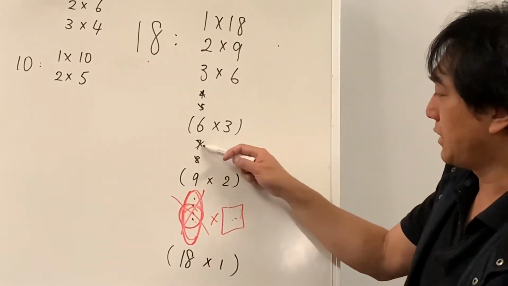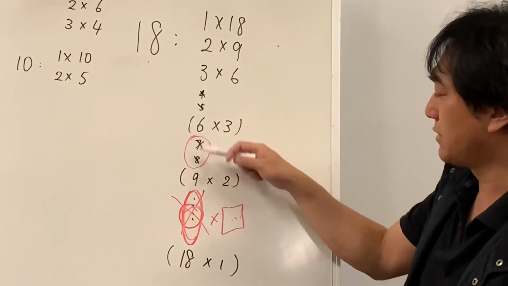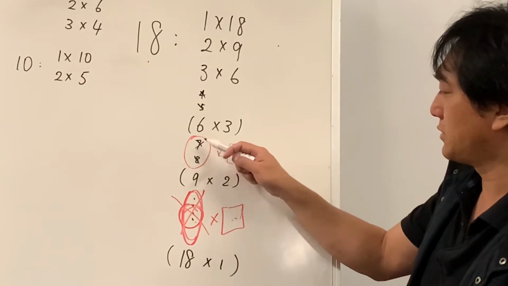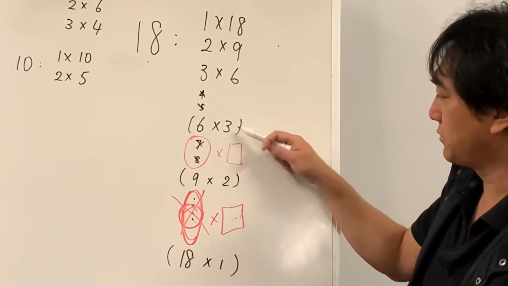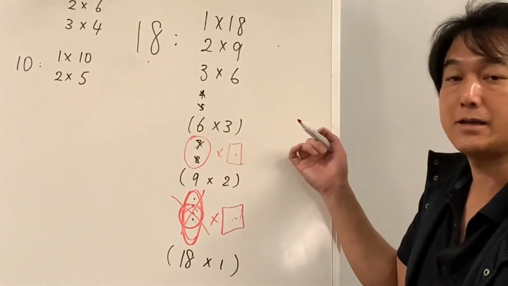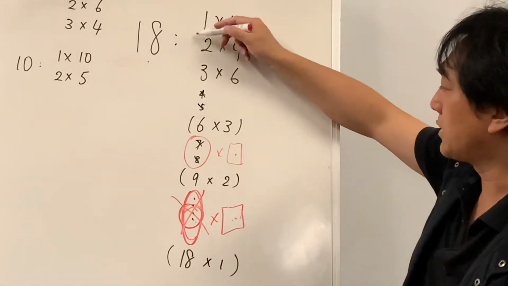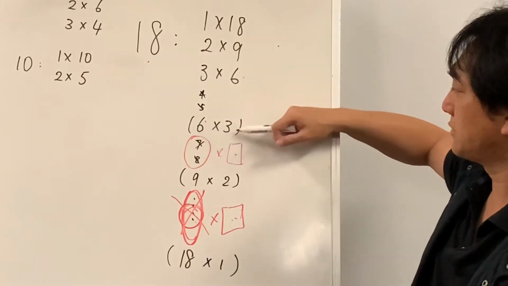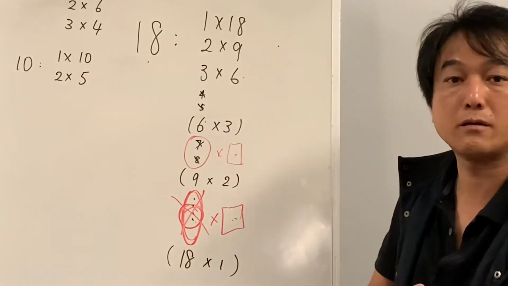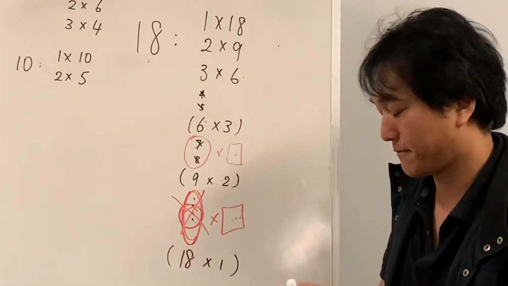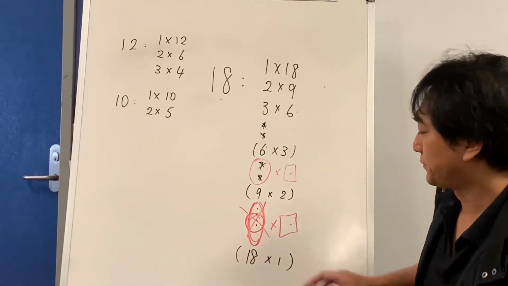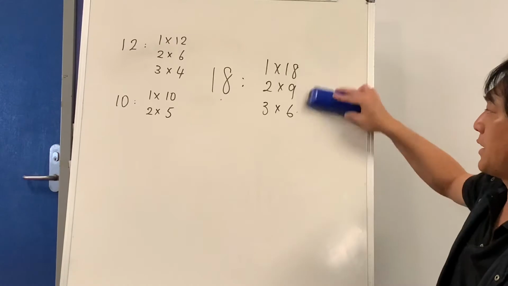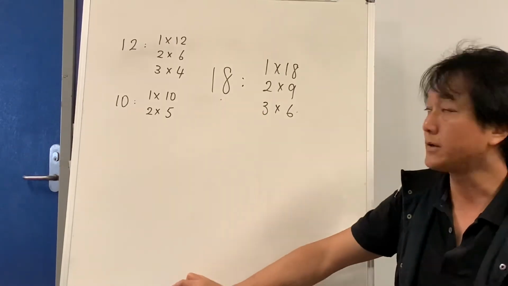It's the same as here. If I have a number between 6 and 9, the partner of this 7 or 8 should be between these two numbers. And it doesn't exist. That's why once you get to the turnarounds, in this case 6, I don't have to worry about it. That's good, isn't it? So, that's it for 18. Let's practice.